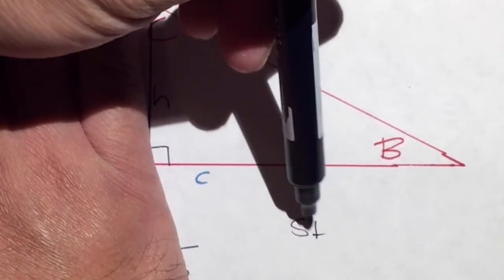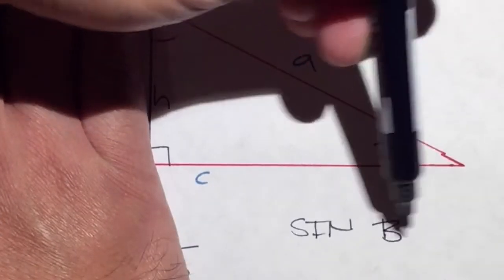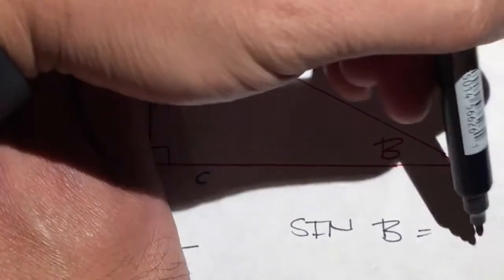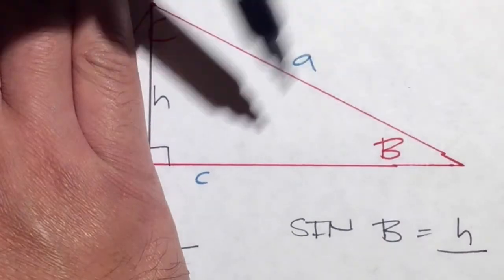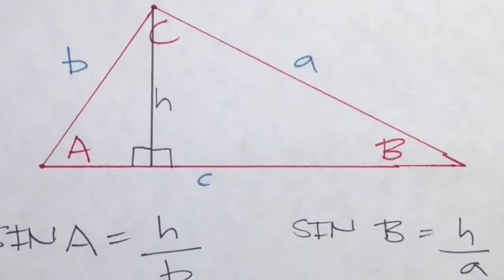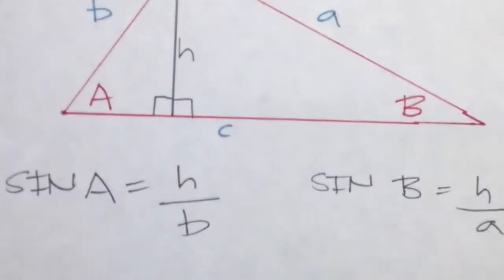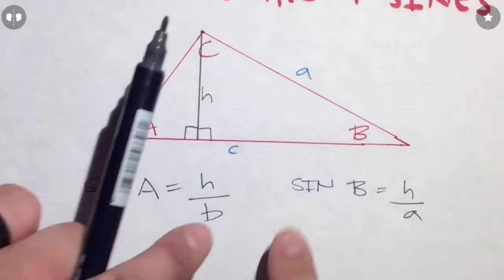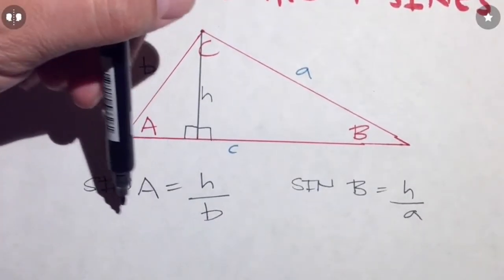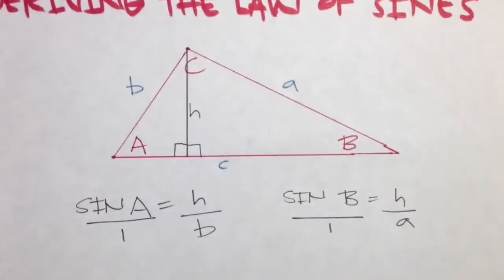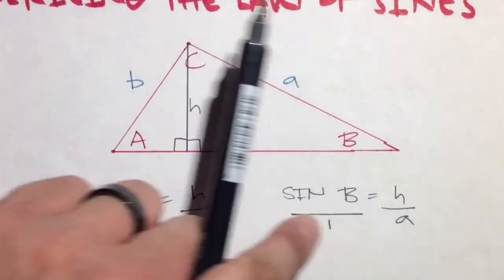So the sine of angle B is equal to the opposite, which is h, over the hypotenuse, which is a. All right, so there we go. We have two proportions right here, and I want to put a 1 under here, and a 1 under here. And let's look at both of these.